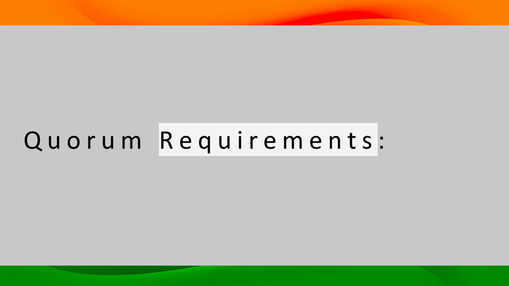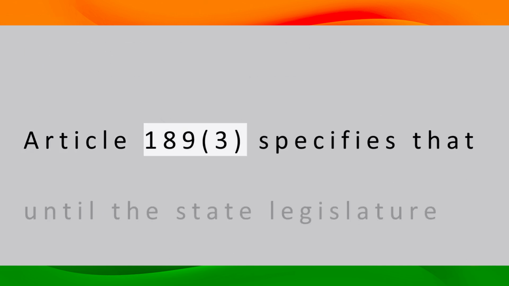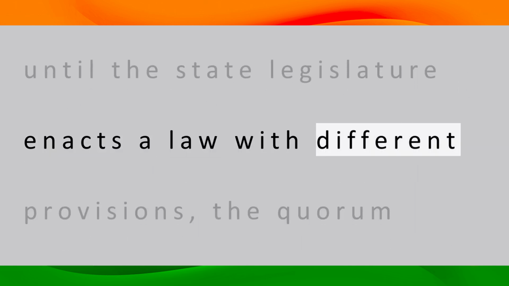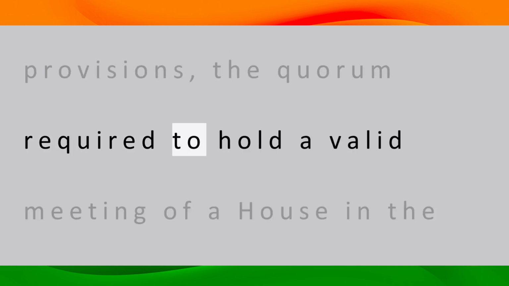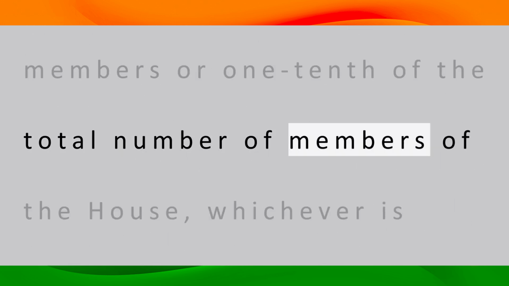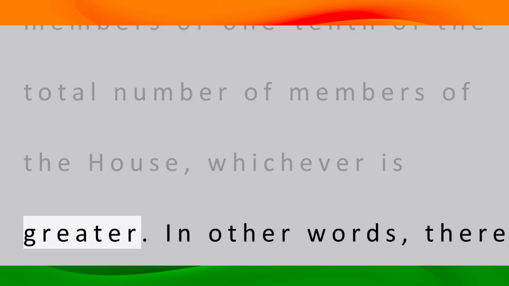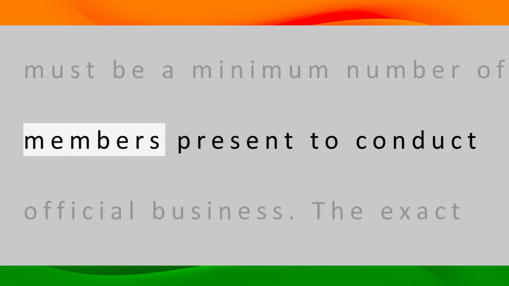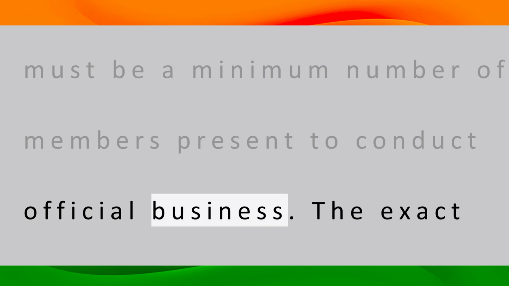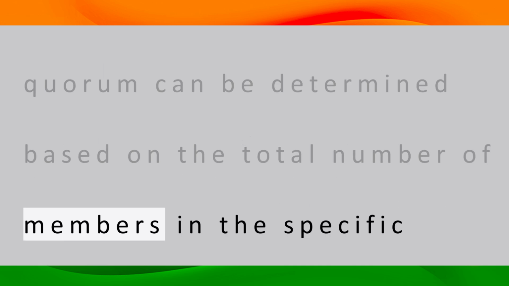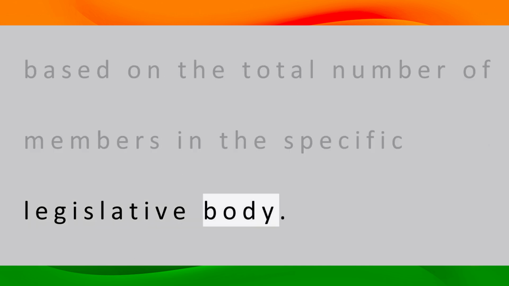Quorum requirements. Article 189(3) specifies that until the state legislature enacts a law with different provisions, the quorum required to hold a valid meeting of a House in the state legislature is either 10 members or 1/10 of the total number of members of the House, whichever is greater. In other words, there must be a minimum number of members present to conduct official business. The exact quorum can be determined based on the total number of members in the specific legislative body.